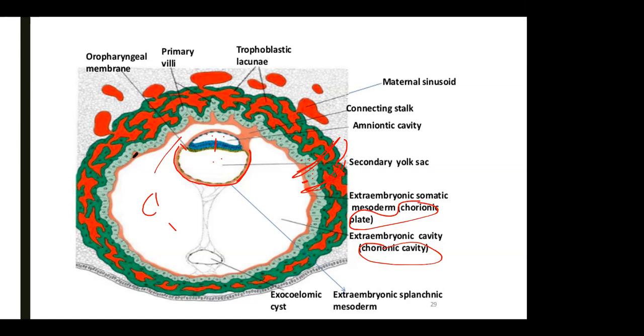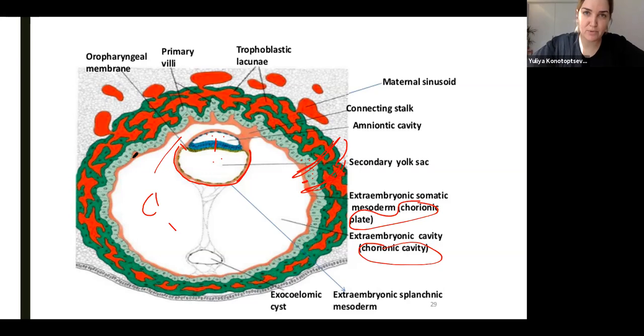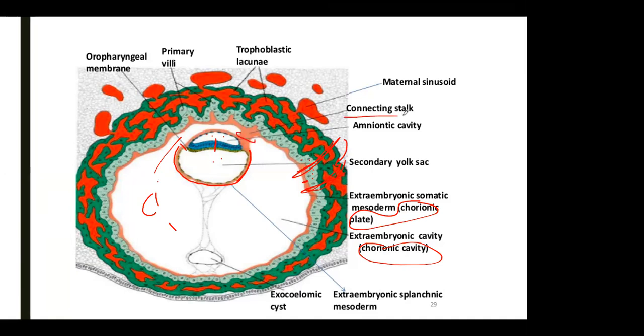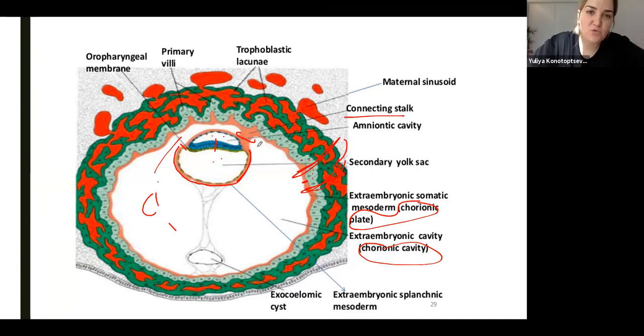Somato. Also somato. So for the self-control test, remember that somato lines two cavities. It lines the chorionic cavity and it lines the amniotic cavity as well. There is a structure here which is called the connecting stalk. Connecting stalk is a structure where we have both the somato and splanchnopleuric mesoderm. Connecting stalk is your future umbilical cord.